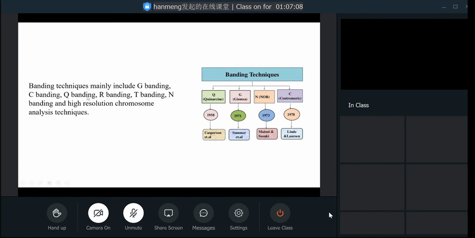So the banding technology mainly includes G banding, C banding, Q banding, R banding, T banding, N banding, and high resolution chromosome analysis techniques. From this picture, we see the Q banding was developed the earliest, and then the G and C banding of a chromosome. The banding techniques.